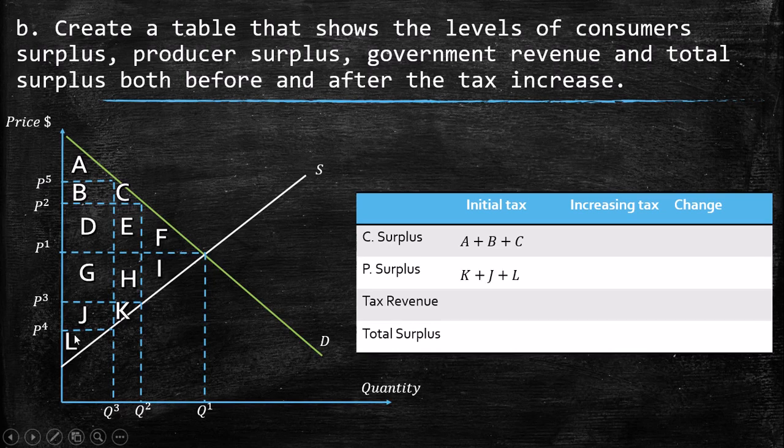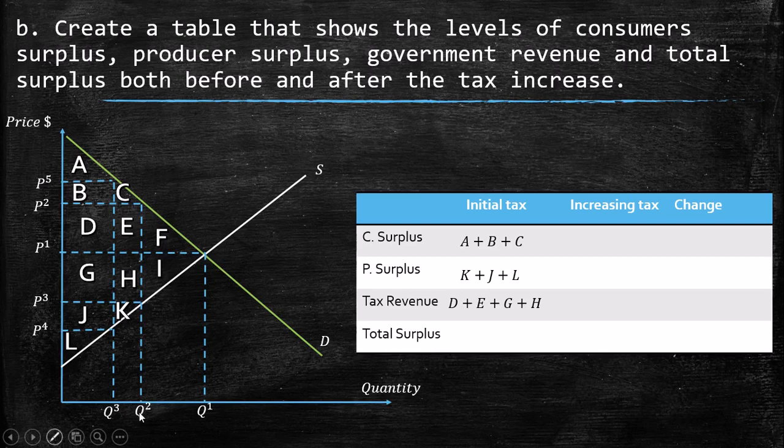The producer surplus, they will receive K, J, L. Remember that this producer surplus is basically the benefit from the producer side, because along this part of the curve there are several producers that are willing to offer their products even at a price lower than P3, but they don't have to offer the good at this price, because they can offer the cars at P3. So these are the benefits. So this is the producer surplus.